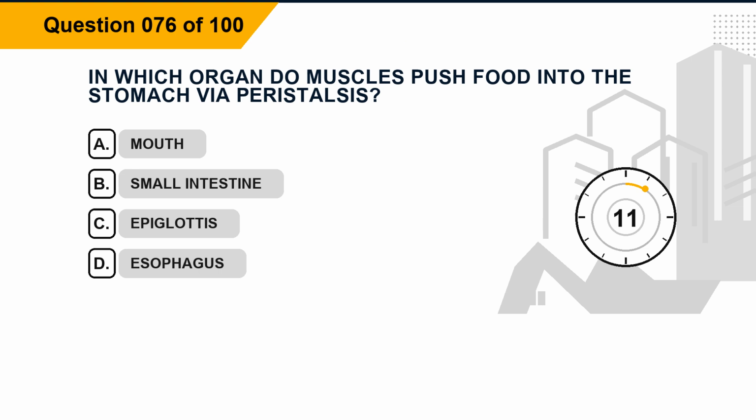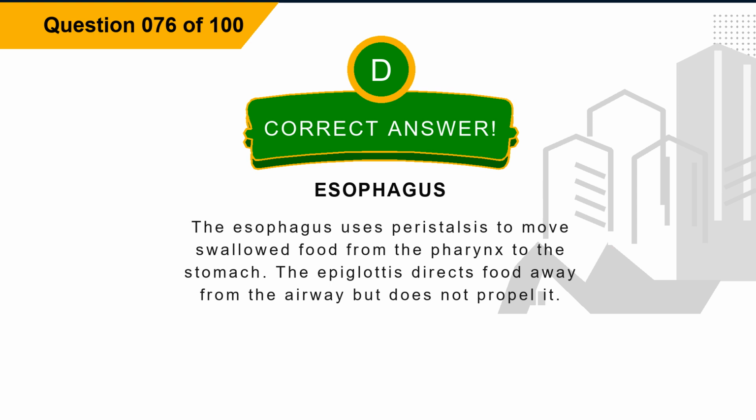Question 76. In which organ do muscles push food into the stomach via peristalsis? Option A, mouth. Option B, small intestine. Option C, epiglottis. Option D, esophagus. The correct answer is option D, esophagus. Explanation: the esophagus uses peristalsis to move swallowed food from the pharynx to the stomach. The epiglottis directs food away from the airway but does not propel it.